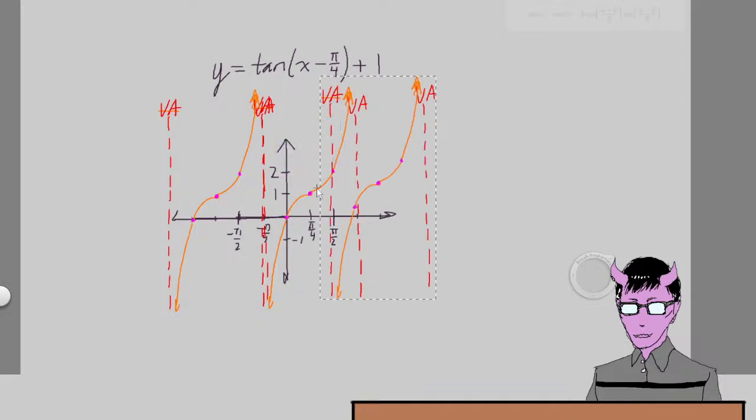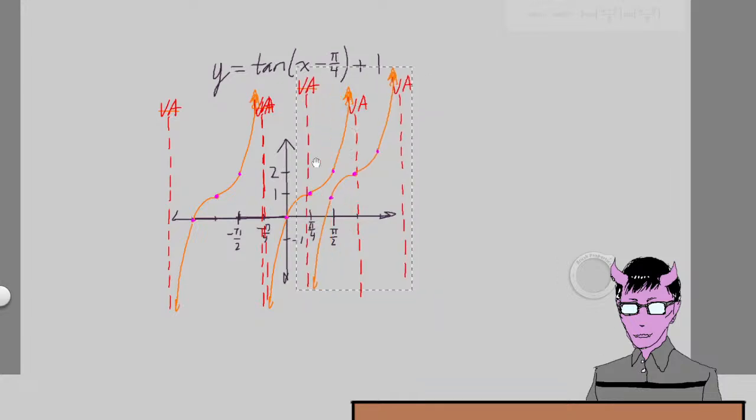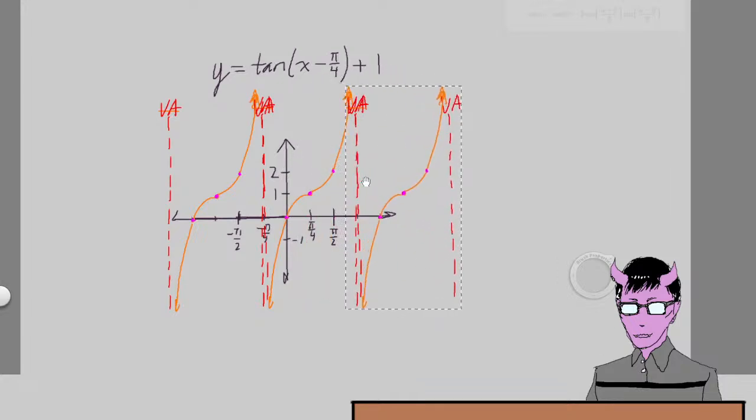So if you paste it one more time, just overlap the vertical asymptotes. Try to do it perfectly as possible. I can't really do it though, so something like this. We're going to get the same repeating motif between every single vertical asymptote pair. And that's how we graph the tangent function.